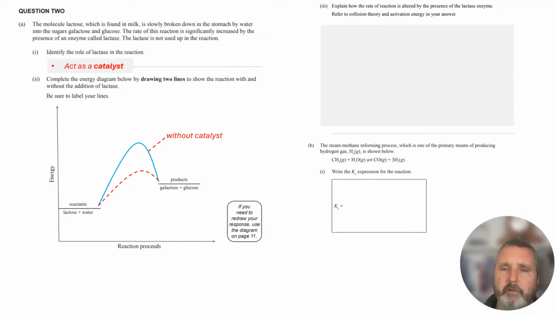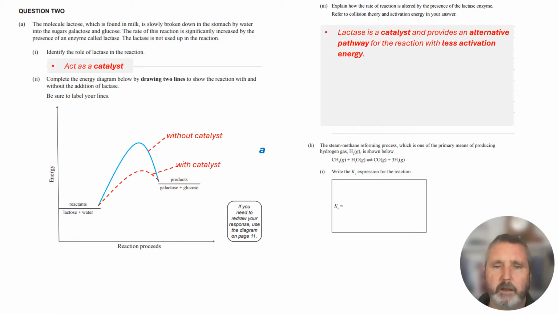So here we have to explain on the right hand side, well, let's just check what this is. Just an achieved question for drawing these and labeling it correctly and putting the catalyst here. The part 3 here says explain how the rate of reaction is altered by the presence of the lactase enzyme or the catalyst, referring to collision theory and activation energy. So there's a couple of key phrases we're going to use here. The key phrases are going to be activation energy and alternative pathway. So lactase is a catalyst and provides an alternative pathway.